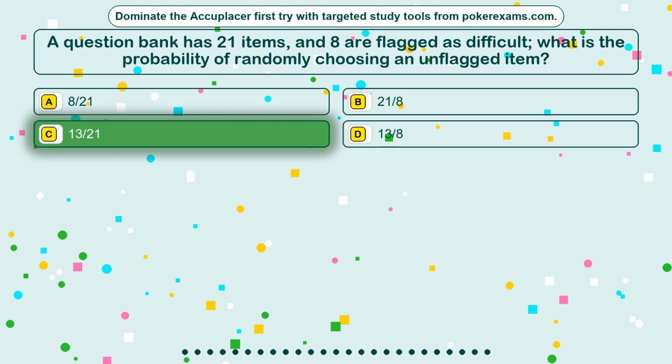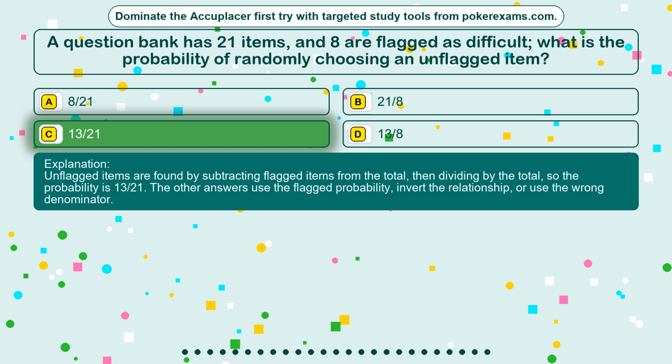The correct answer is option C, 13/21. Unflagged items are found by subtracting flagged items from the total, then dividing by the total, so the probability is 13/21. The other answers use the flagged probability, invert the relationship, or use the wrong denominator.